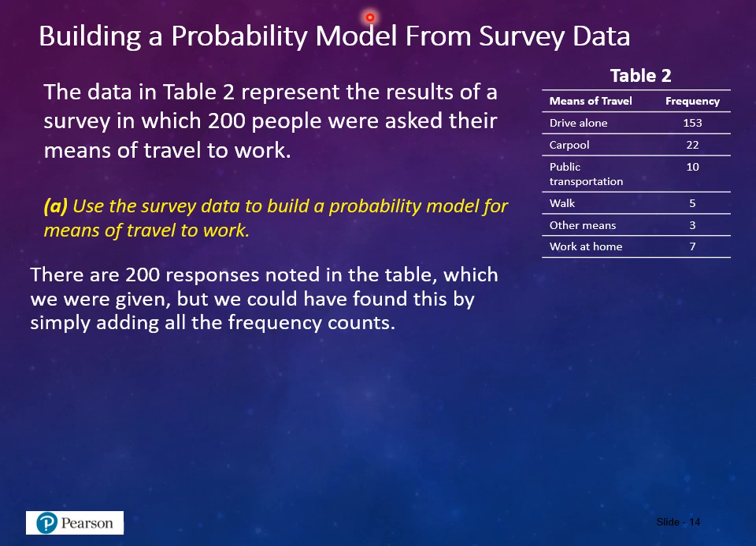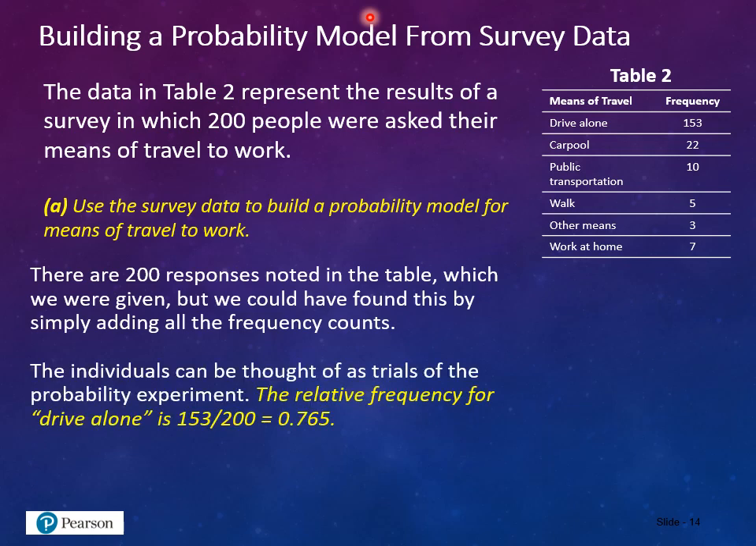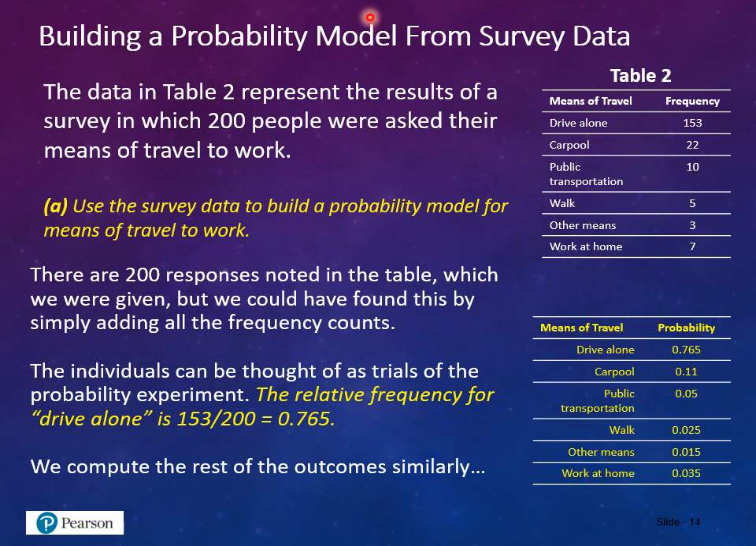There are 200 responses noted. The individuals can be thought of as trials of the probability experiment. So the relative frequency for driving alone is 153 divided by 200. This gives us 0.765, which is a pretty large piece, and we can see it is the most common answer. And then we just simply compute the rest of the outcomes similarly. For carpooling, we take 22 divided by 200. For public transportation, 10 divided by 200, etc. And so you see the results here in the table to our right, where the entries are in yellow.